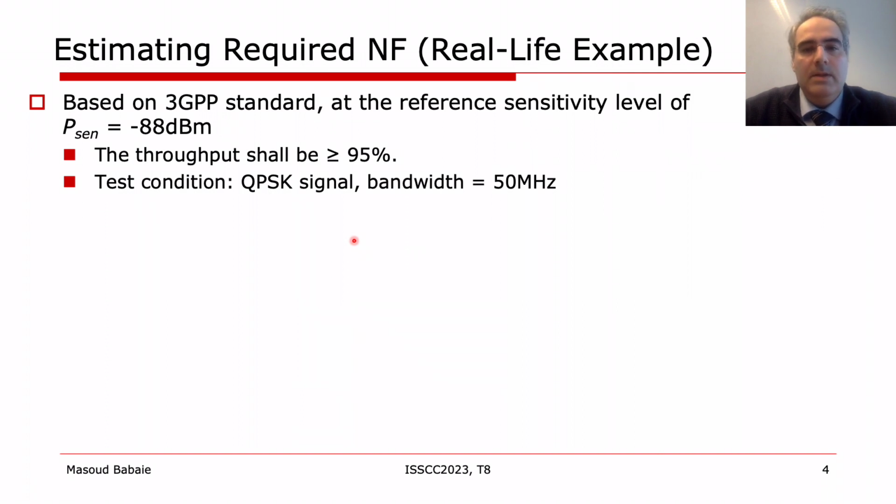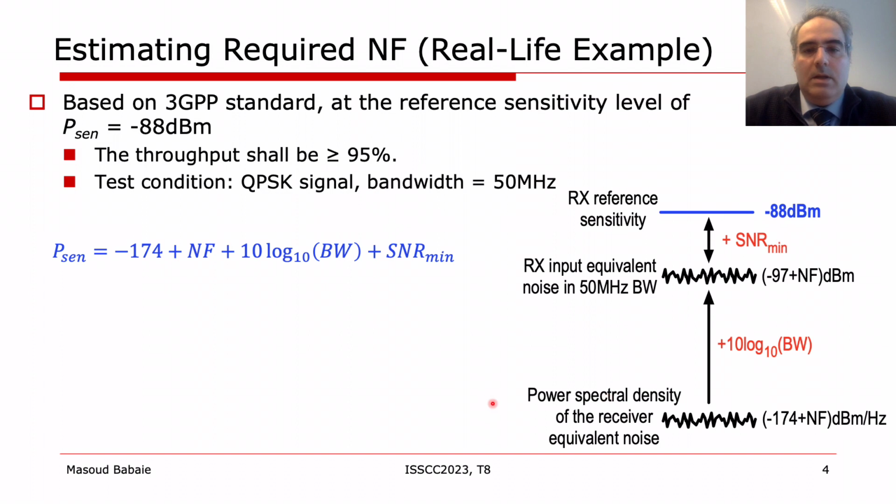For example, based on the standard for local area base station applications at the reference sensitivity level of -88 dBm, the throughput should be larger than 95% when receiving a signal with QPSK modulation and a bandwidth of 50 MHz. Please consider this figure for noise figure calculation.